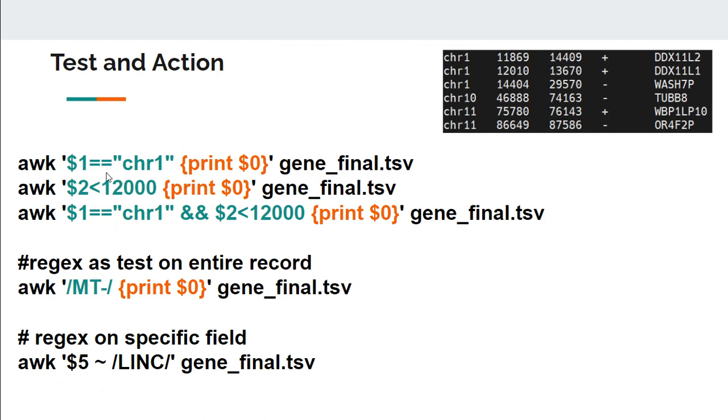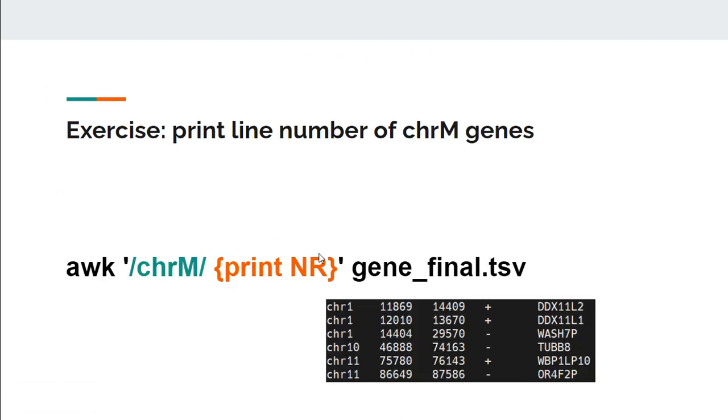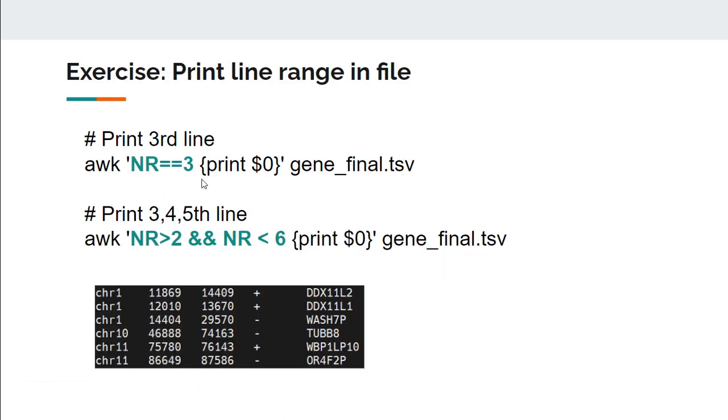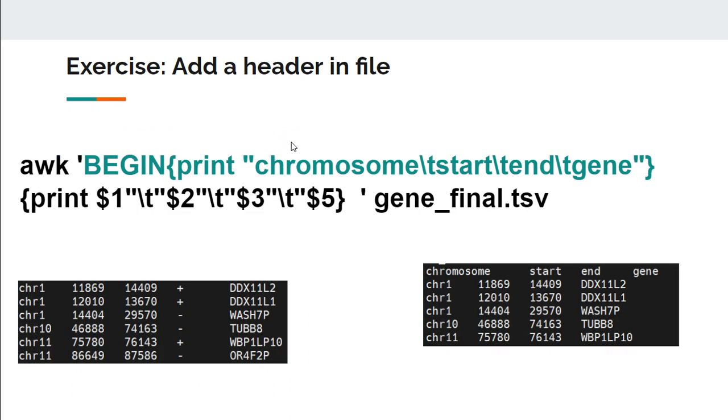We can use equal to, multiple conditions with and or, like that, and we can use regular expressions as well. Then we saw the concept of NR equal to number of records, NF number of fields, and using that we can print the line number where a given field is matching. Also we can slice the data from a given range of lines. Then we talked about the BEGIN block and END block. BEGIN will execute, then all the rules will apply, and the END block will be executed only once. So we saw an example like adding a header to a file.